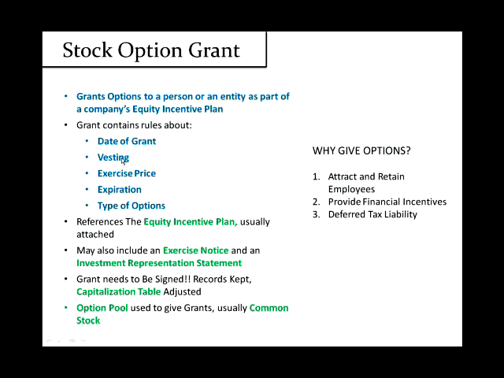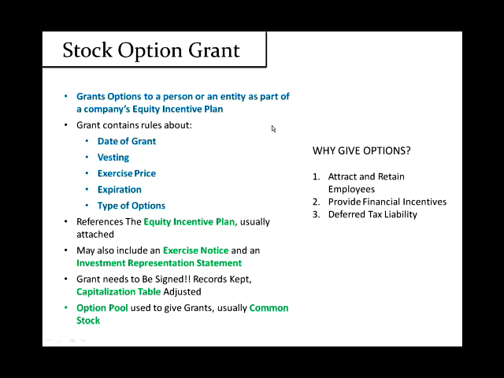If you don't recognize any of these words, then go watch videos on each of these. But the date of the grant is important because that's what begins vesting. Vesting, just as an overview, is how the options become yours over time and under what circumstances. The exercise price, as an overview, is how much the grantee has to pay to turn the options into stock. The expiration date means that if you don't decide to turn the options into stock at a certain date, the grant itself expires. And then there are different types of options. There are non-qualified and incentive options, the two most common.